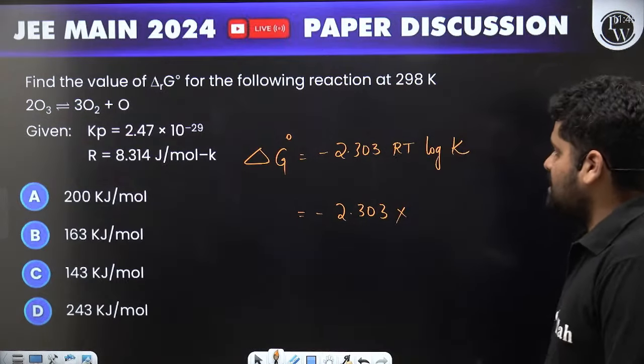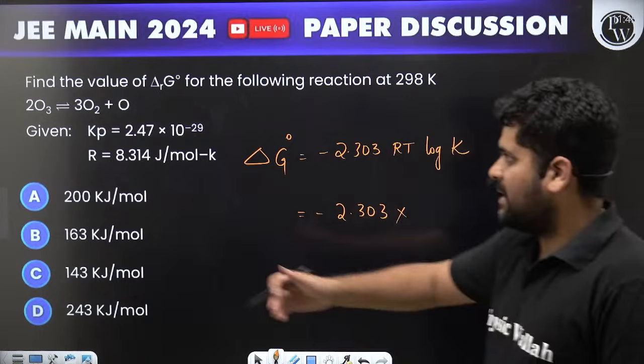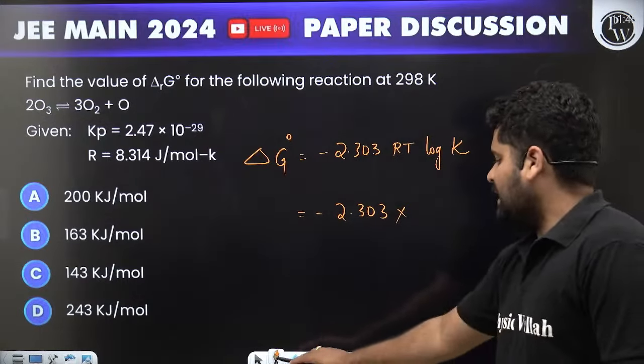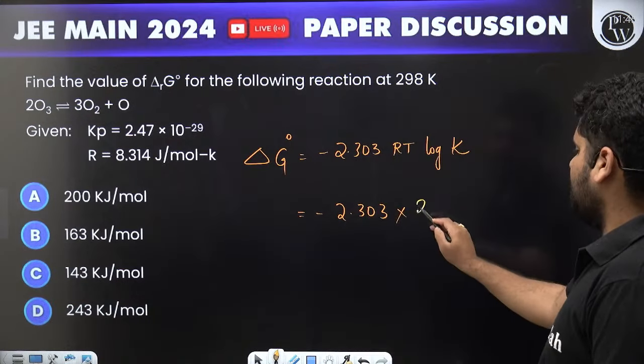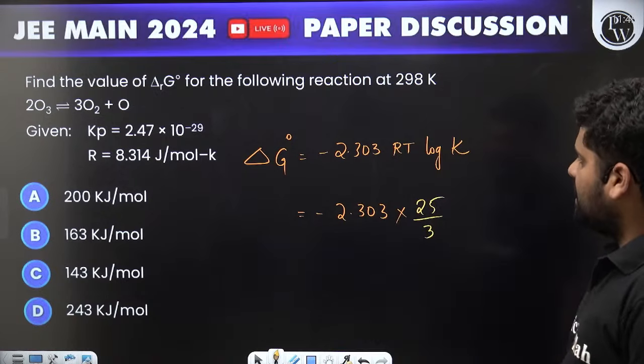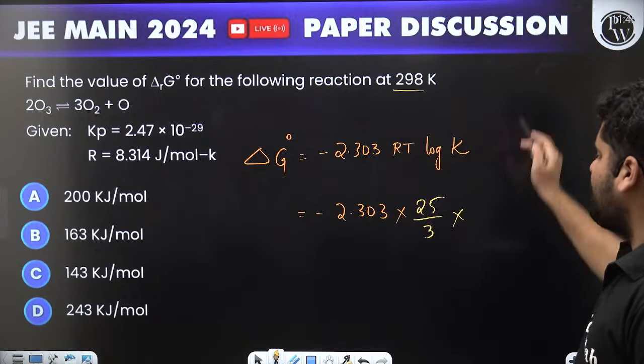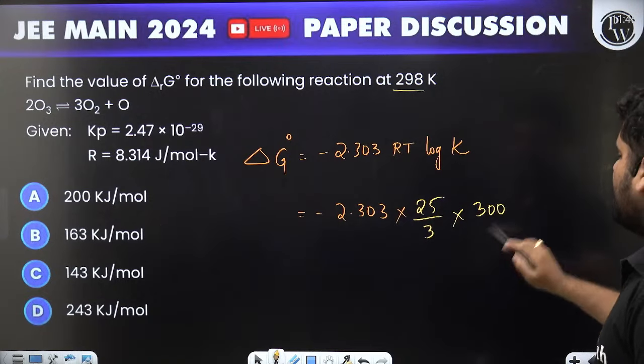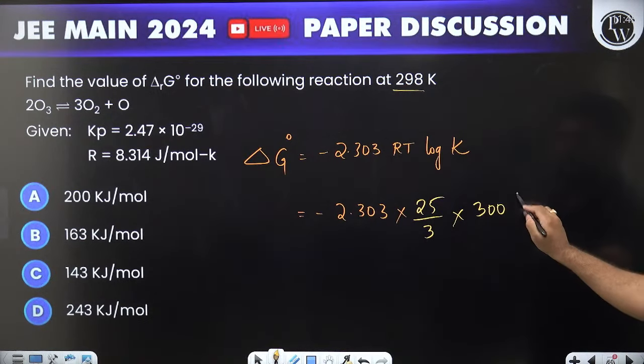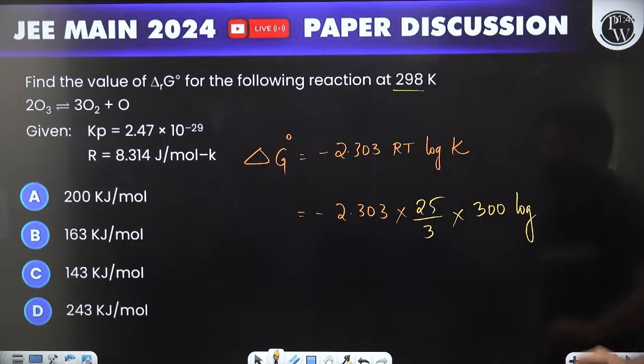So 2.303 into the R value, they have given it as 8.314. I'll take it as 25 divided by 3 for easier calculations. And we have the temperature given to you as 298. We'll approximate it to 300, okay? And into log K, log of what?